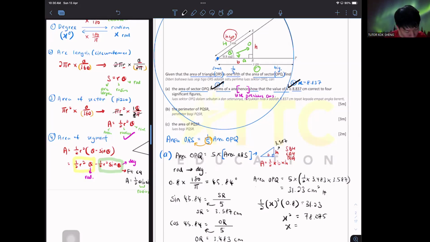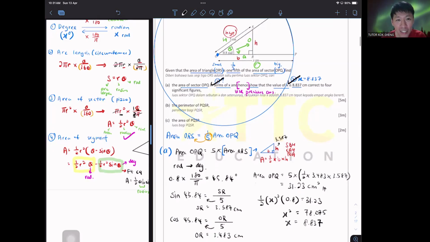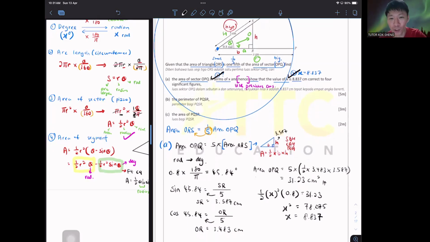So the last one is a square root. 78.075. Okay. But the answer is a bit off though. I got 8.836. The answer here shows 8.837. Never mind, we follow. As long as the answer is close to 8.837.